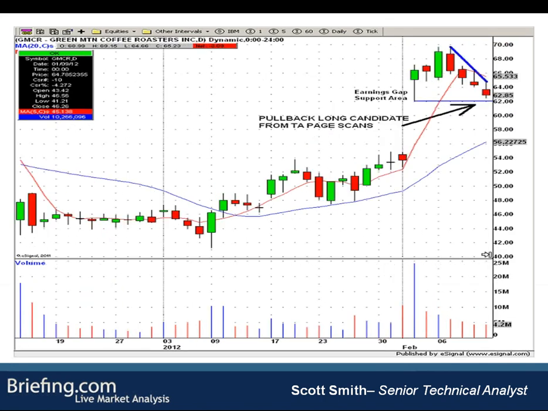Another example was Green Mountain Coffee that we had. It gapped up on earnings in early February, and it started pulling back, showing up on the pullback long candidate from the TA page scans. And aggressive traders should start, usually when a stock gaps up on earnings, that's a pretty solid support area, and you want to start paying attention to those levels. And more aggressive traders probably could have got in early around 62, 63, and then the swing trade would probably come in around 65, 66.